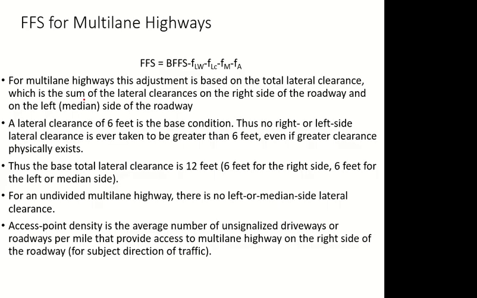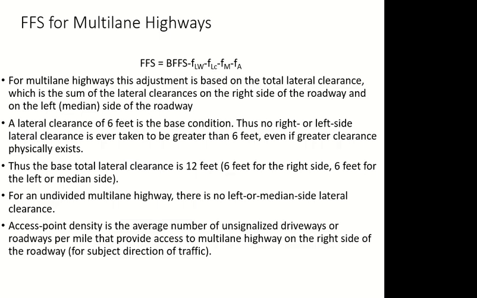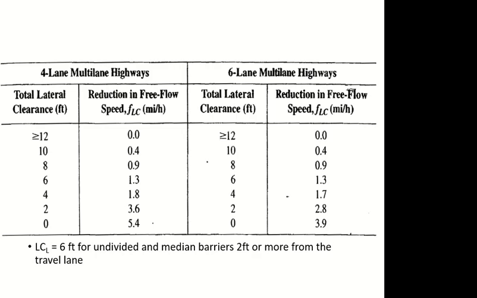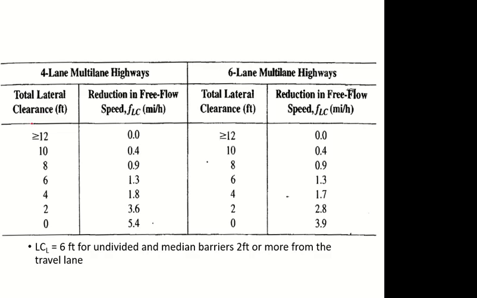Factor for lane width, FLW, is the same one which we are using for freeways. Then we have factor for lateral clearance. What's the difference between this and the previous one? There we were using lateral clearance on the right hand side. Here we are using lateral clearance total. Total means right plus left. So on the right hand side 2 feet, left hand side 4 feet, 2 plus 4, 6. So you will use 6 here.